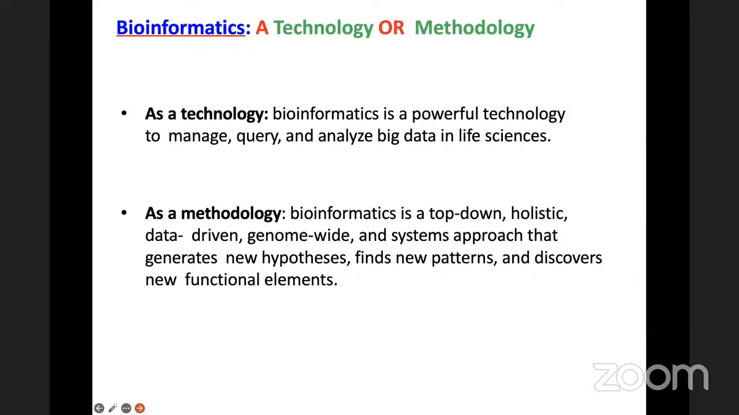And if I talk about the methodology, bioinformatics is basically a top-down approach. So by using this data, a bioinformatician can do many things like comparative analysis, genome-wide identification, pattern matching discovery, or identification of functional elements.